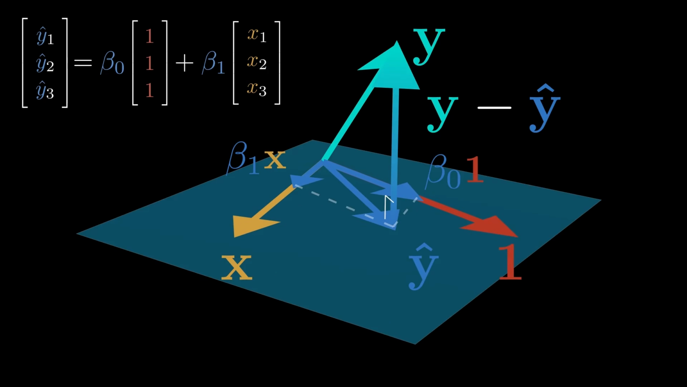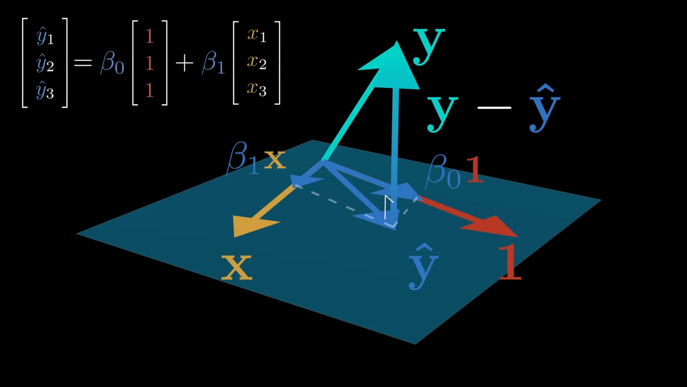Only the orthogonal projection is going to minimize this distance, and minimizing this rejection vector is exactly why it's called least squares. You can show that this whole process will minimize the squared length of this rejection vector. The loss function that we use for OLS, the sum of squared residuals, is just the squared length of this rejection vector.